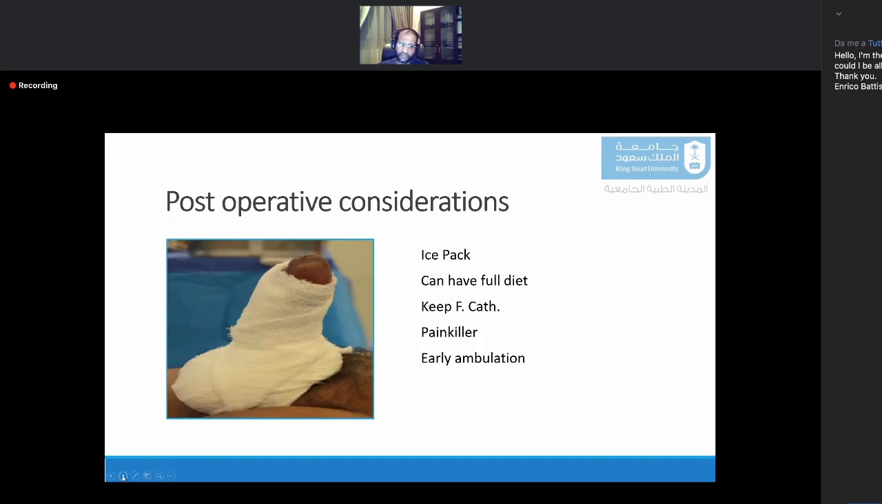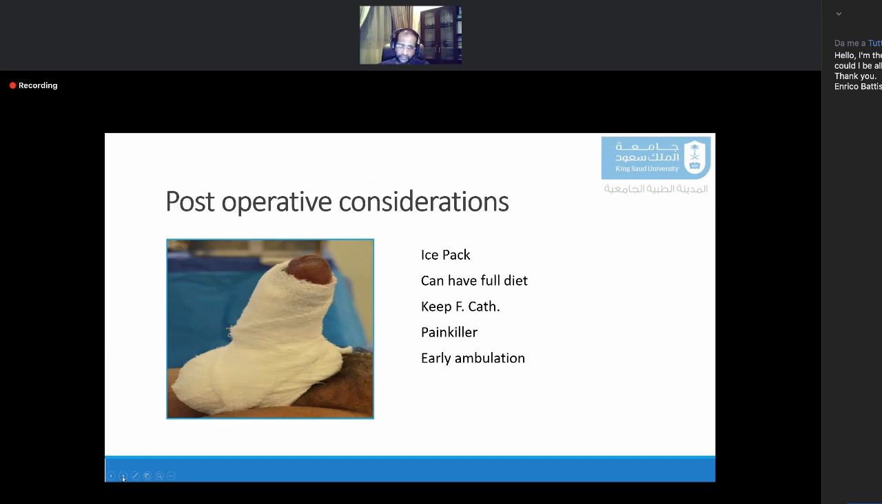You have to expose the glands, and you have to make sure there is not much pressure on the glands. We usually put an ice pack. We insert a Foley catheter, we keep it for 24 hours, then we can remove it. And we give the patient painkillers, and we encourage him for early ambulation.